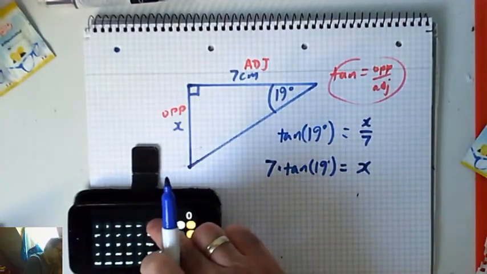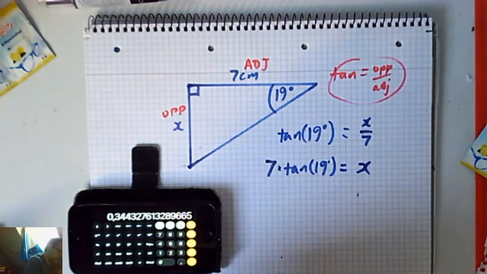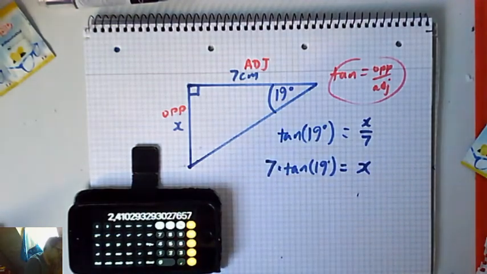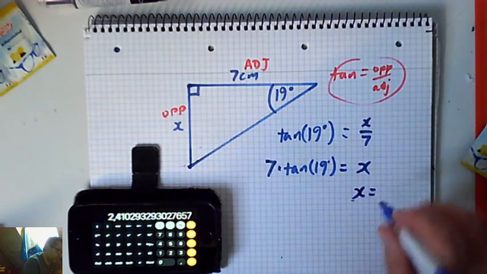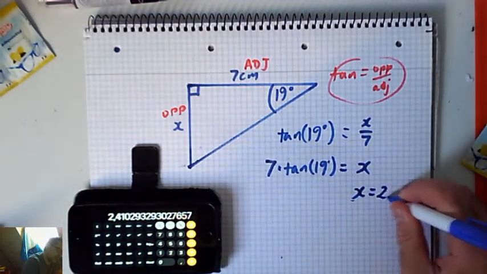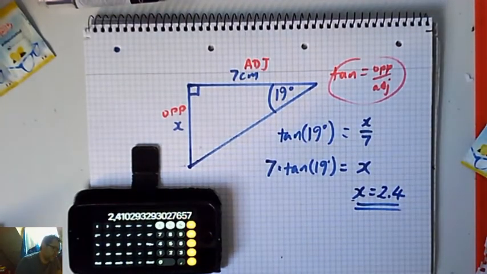And let's just get the calculator on that. So on my calculator I've got to do it as 19 tan and then that times 7, but you've probably got a better scientific calculator that allows you to put things in the proper order. So 2.41 something, I'm going to round that to 2.4 to 1 decimal place.